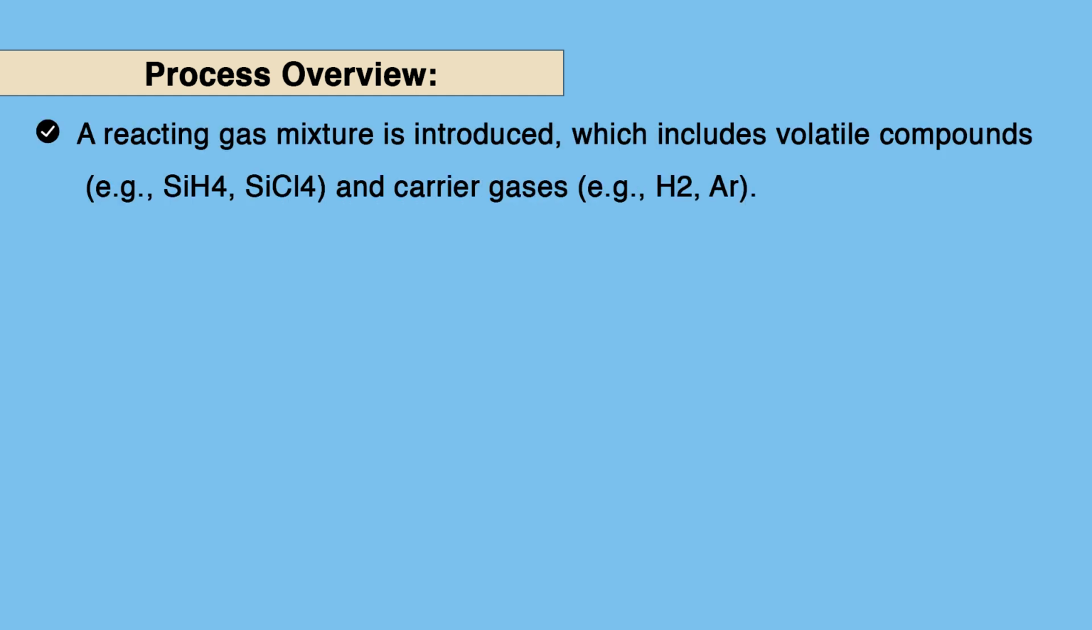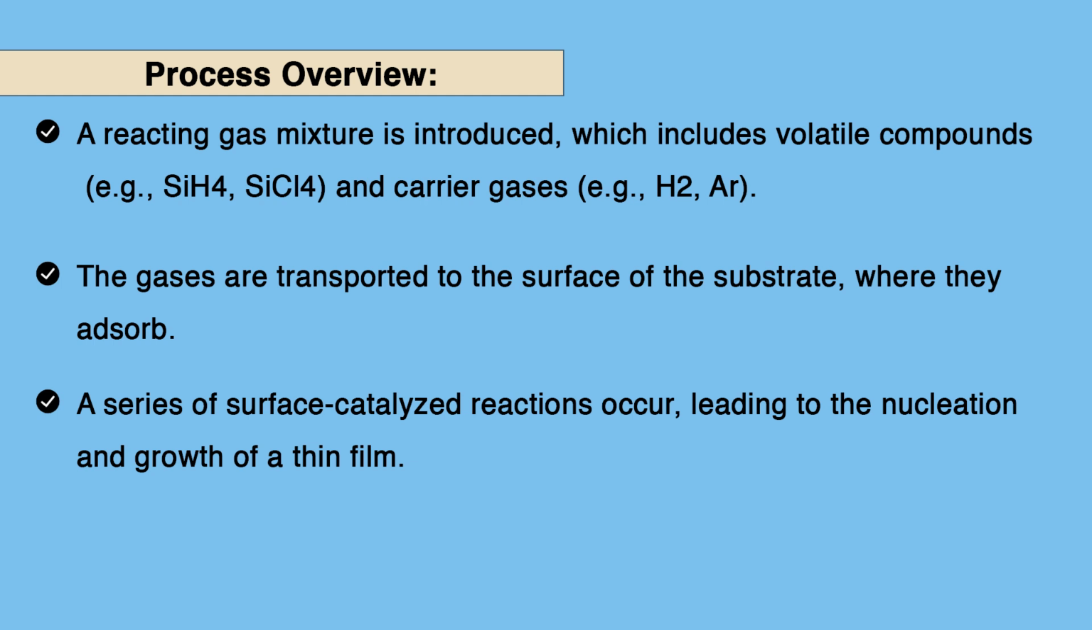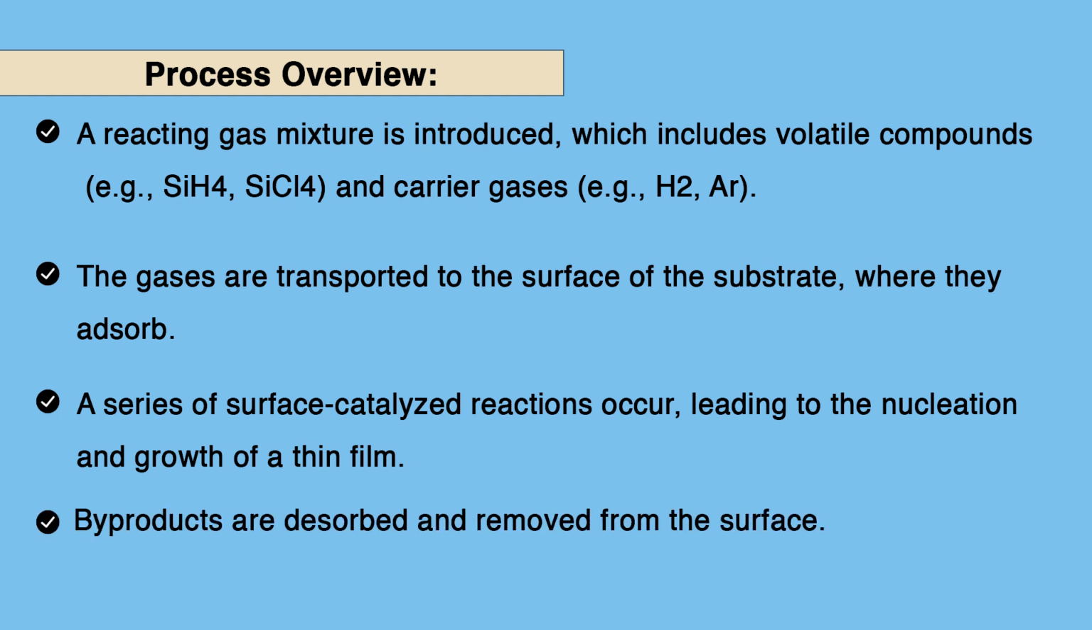Let us discuss the process overview. A reacting gas mixture is introduced, which includes volatile compounds such as SiH4, silicon chloride and carrier gases, that is hydrogen or argon. The gases are transported to the surface of the substrate where they adsorb. A series of surface-catalyzed reactions occurs, leading to the nucleation and growth of a thin film. Byproducts are desorbed and removed from the surface.